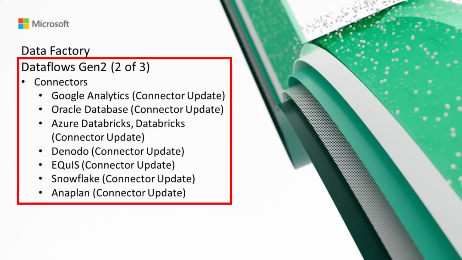Moving on to connectors and starting with Google Analytics. The Google Analytics connector has been updated to support Google Analytics Data API, Google Analytics 4. To use this new functionality, use Implementation 2.0 when connecting. Existing connections will not be affected. For Oracle Database, the Oracle connector has been updated to enable Azure AD-based single sign-on functionality through the on-premises data gateway. This will require the July release of the on-premises data gateway.